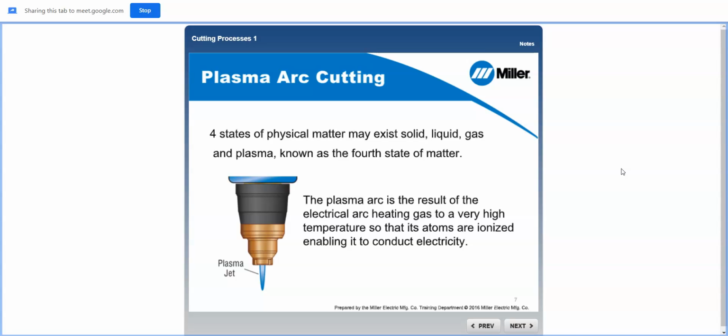The fourth state of matter, plasma, looks and behaves like a high temperature gas, but with an important difference: it conducts electricity. The plasma arc is the result of the electrical arc heating gas to a very high temperature so that its atoms are ionized, which means an electrically charged gas due to an unequal number of electrons to protons, enabling it to conduct electricity.